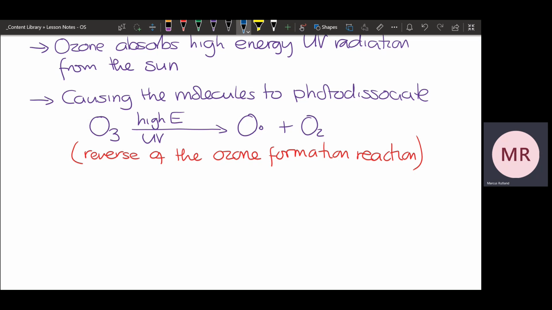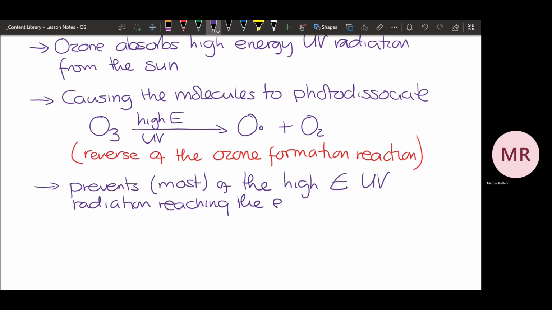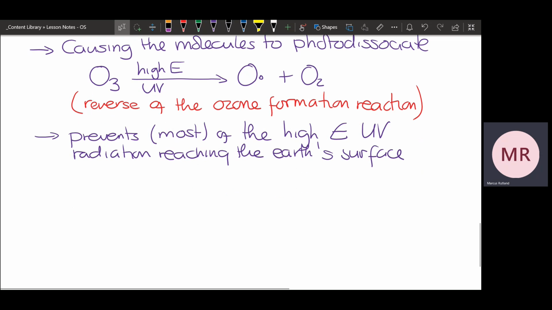So what? That's fascinating. That's going on up in the stratosphere. Why do we care? So the point is this prevents most of the high energy UV radiation reaching the Earth's surface. Why don't we want that to happen? Well, it's high energy UV radiation and it smashes bonds up. So you can say, well, okay, so it gives us sunburn. Yes, but it does worse than that.